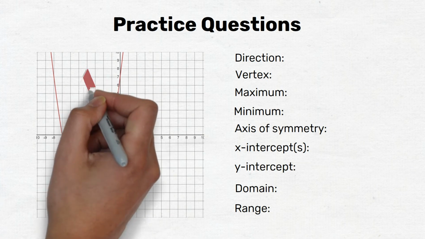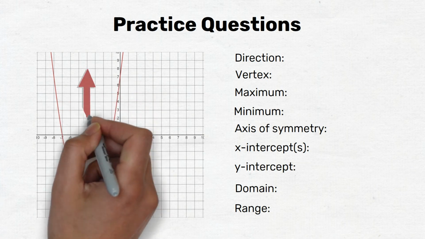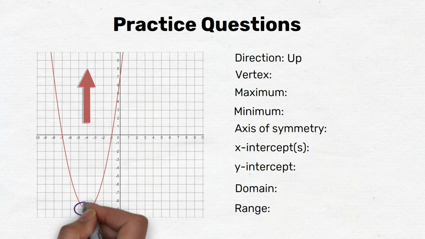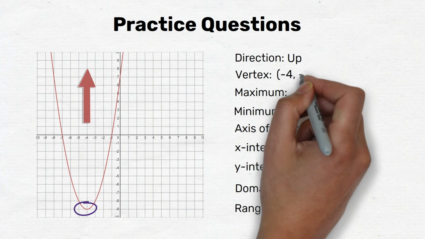So looking at our first graph, we'll start with the direction of opening. This one's generally pretty clear. We can see that the graph is opening upwards. For the vertex, we look down at the bottom of the graph, and we get the x and the y coordinates, and we can see that our vertex is at -4, -9.